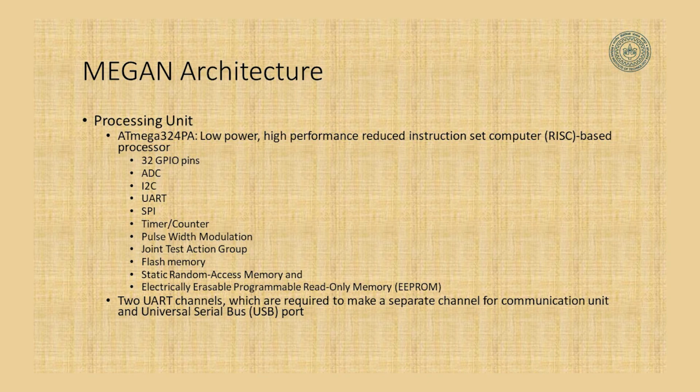There is a joint test action group on there as well, a little chip. There is flash memory, static RAM, and electrically erasable and programmable ROM. So, it's almost a low cost computer. It is a reduced instruction set computer. There are 2 UART channels, 2 micro USB channels, which are required to make a separate channel for communication for the communication unit, and there is a USB port. So, lots of different features on this one sensor node.